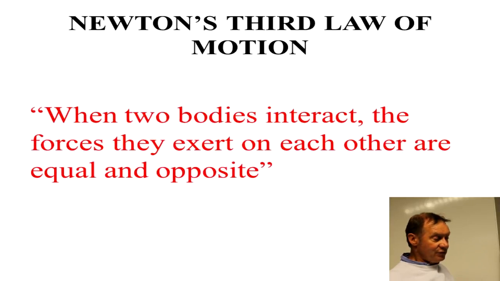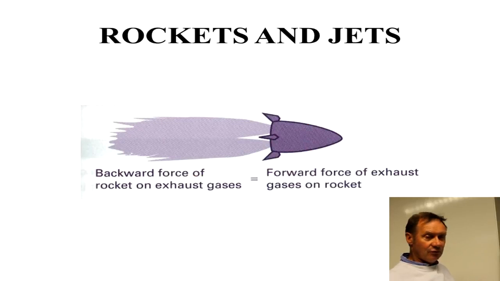And the third law of motion is when two bodies interact, the forces they exert on each other are equal and opposite. This is sometimes called action and reaction are equal and opposite. So for example, rockets and jets. The backward force of the rocket on exhaust gases is equal to the forward force of the exhaust gases on the rocket. That is one example in Newton 3.